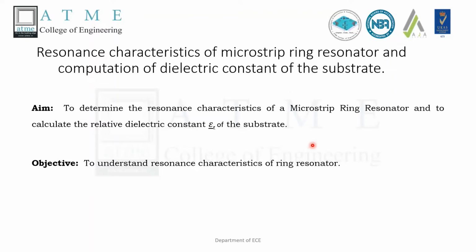I am going to explain the experiment on the resonance characteristics of a microstrip ring resonator and computation of the dielectric constant of the substrate. The aim of the experiment is to determine the resonance characteristics of the microstrip ring resonator and to calculate the relative dielectric constant, that is epsilon r, of the substrate. The objective of the experiment is to understand the resonant characteristics of the ring resonator.